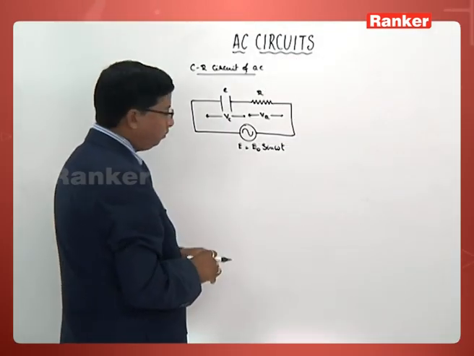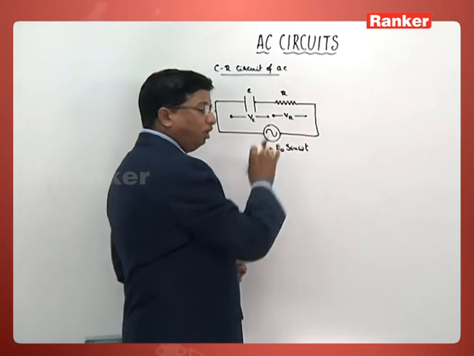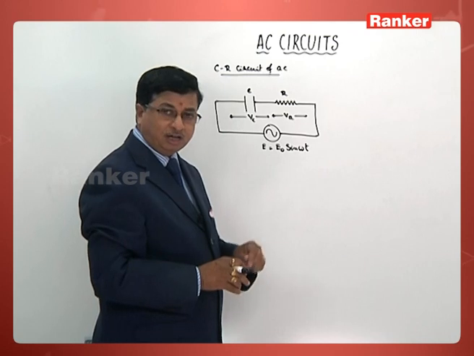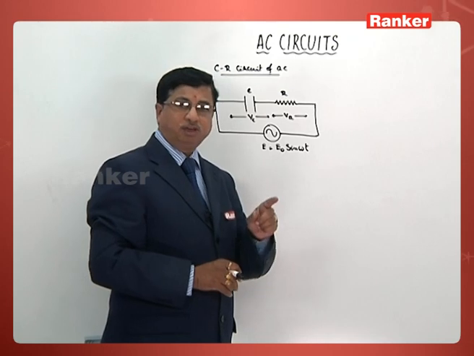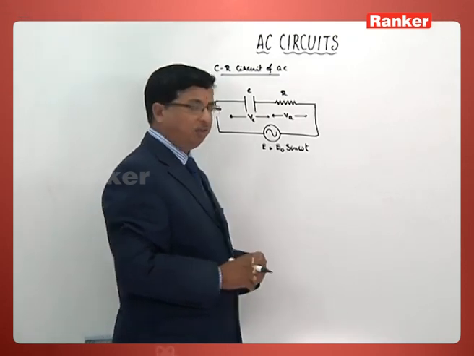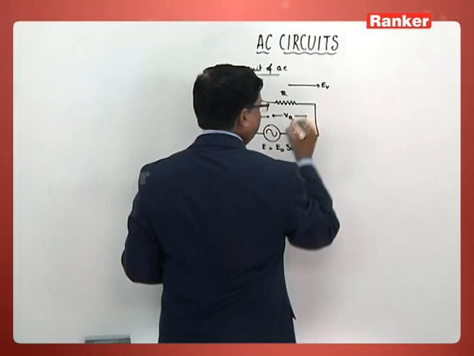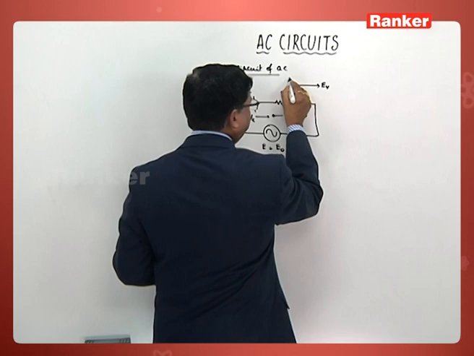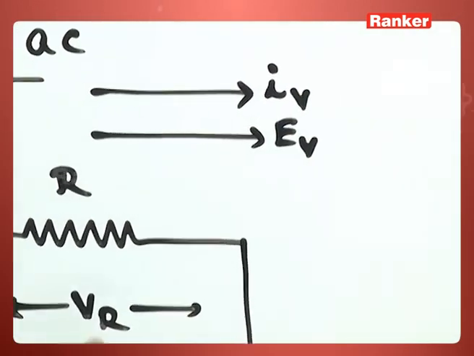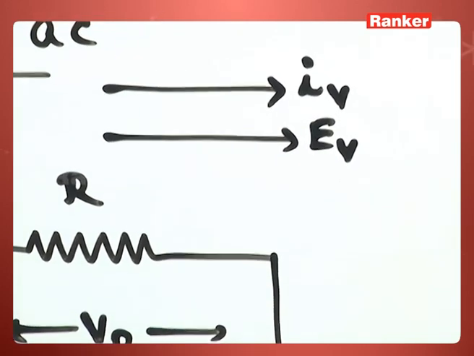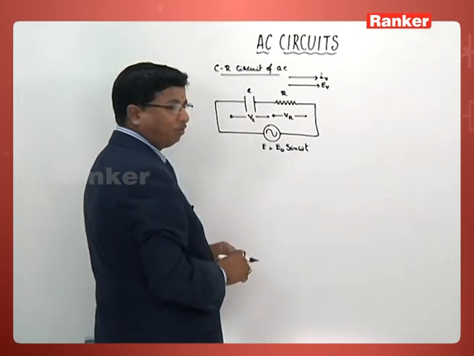But again we know, as far as the resistance is concerned, both virtual values of alternating current and alternating voltage are in the same phase. Therefore, we can show that the virtual value of alternating EMF and virtual value of alternating current are both in the same phase as far as the resistance is concerned. Now come to the next one. This is the capacitor what we have.